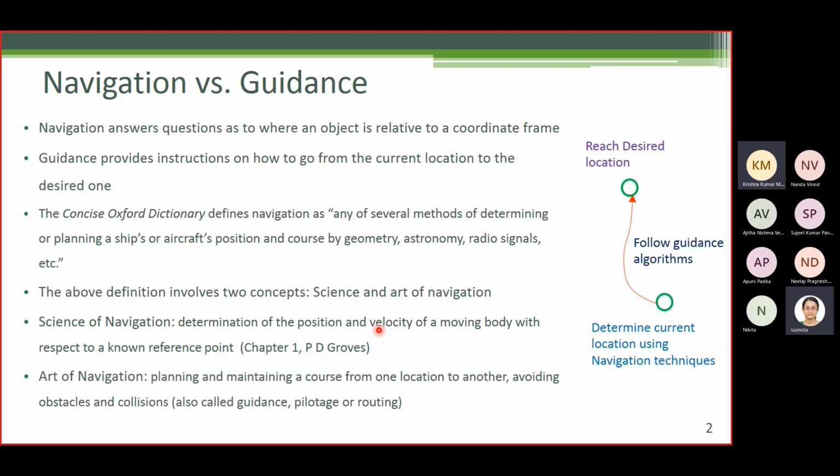Whereas art of navigation is about planning and maintaining a course from one location to another in such a way that we avoid obstacles and collisions. So art of navigation is also called guidance, which we defined earlier, pilotage or routing. Okay. Now in this class, we are concerned with the science of navigation, which is simply called navigation. So by navigation, strictly speaking, we refer to the science of navigation. Okay. And art of navigation is basically guidance.